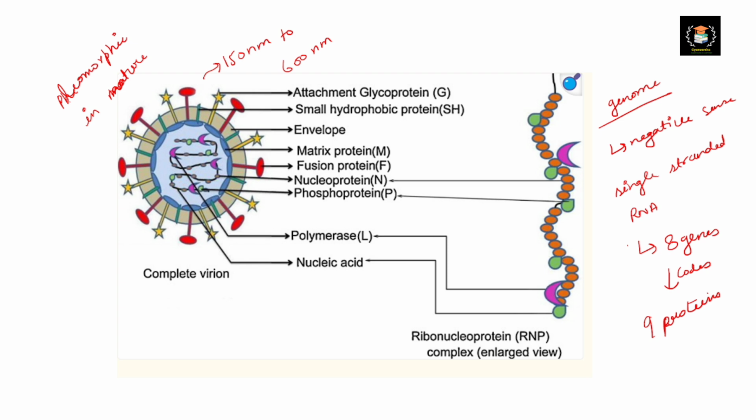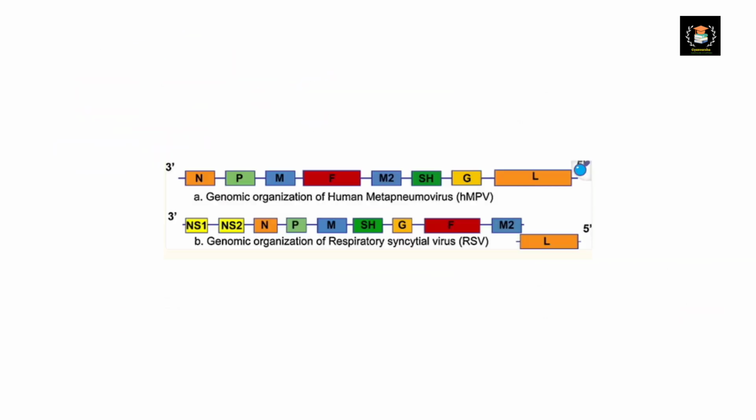What is the order of genes? It is very important to understand. I will tell you the difference between RSV and HMPV. If you see this first figure of HMPV, in the 3 prime to 5 prime direction, there are 8 genes: N, P, M, F, M2, SH, G, L. N stands for nucleoprotein. P stands for phosphoprotein, while M stands for matrix protein. F stands for fusion glycoprotein.